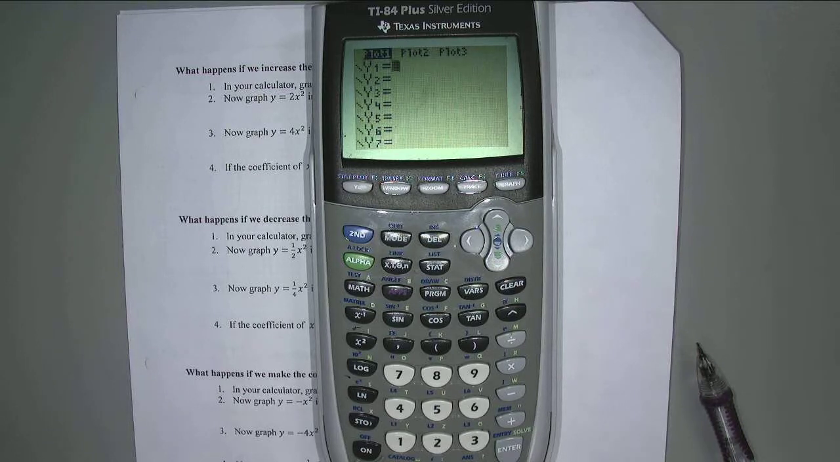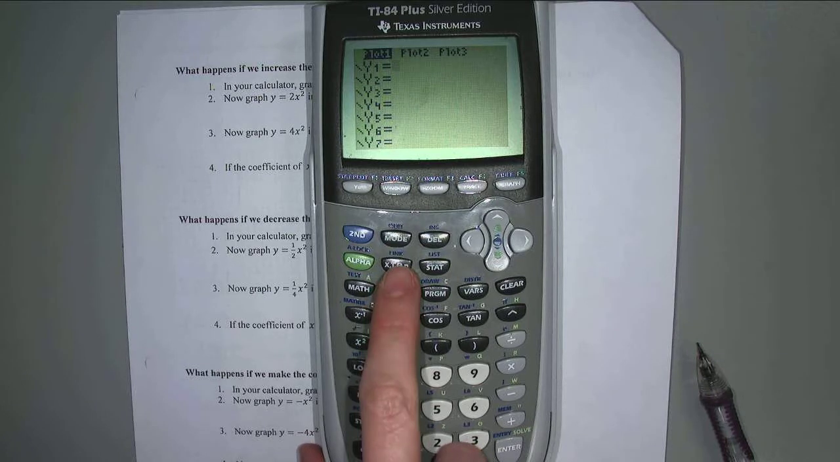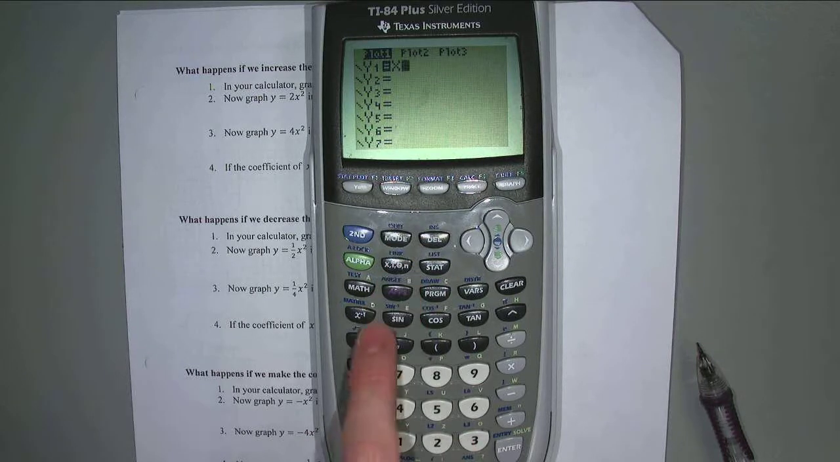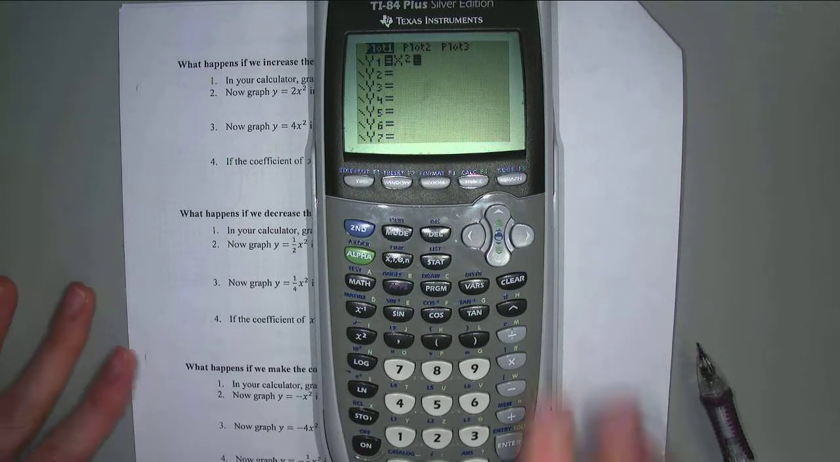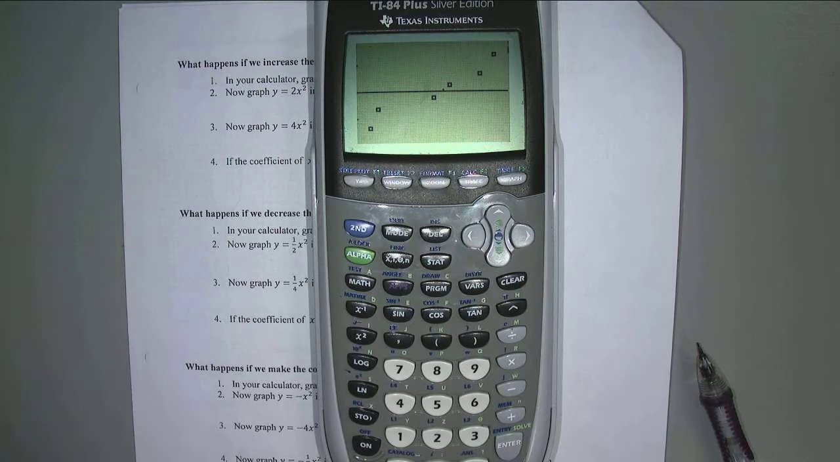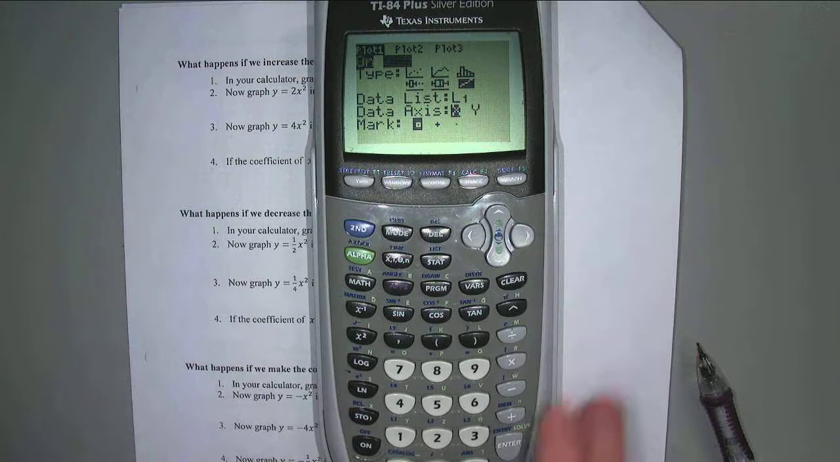And what we're going to do is type x, which is right here next to alpha. It has x, t, theta, n, so type x. And then the square button's right up here above log. Is that okay? x squared? Go ahead and hit graph, and don't freak out if you don't see your graph right off the bat. So go ahead and hit graph. See, mine's weird because I use mine for stats, okay? Yours probably doesn't look like that. So what I'm going to do is go turn my stat plot off first. You guys don't have to do this.